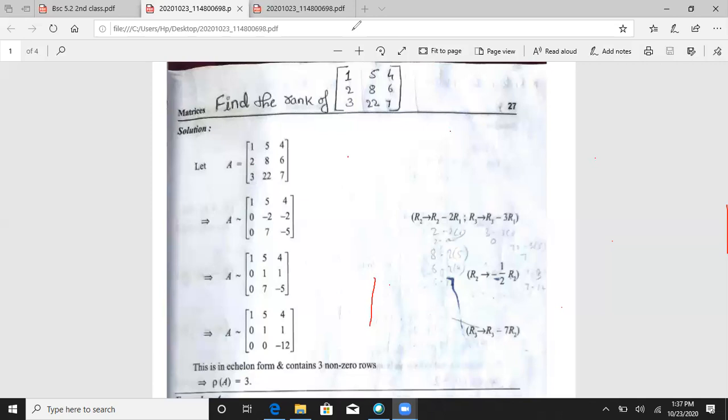The first is 1, here 3 is there. That's why R2 equals R2 minus 3R1. The second row's first element is 3, so 3 minus 3 into R1, which is 1. That is 3 minus 3, that is 0. That's why you operate R2 equals R2 minus 3R1.